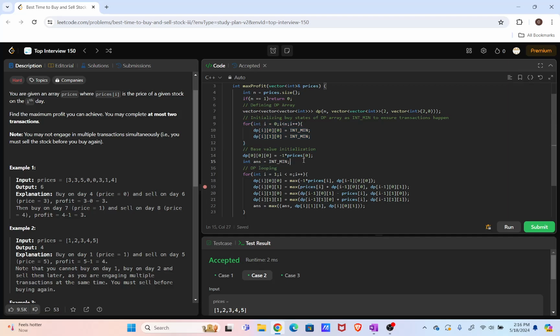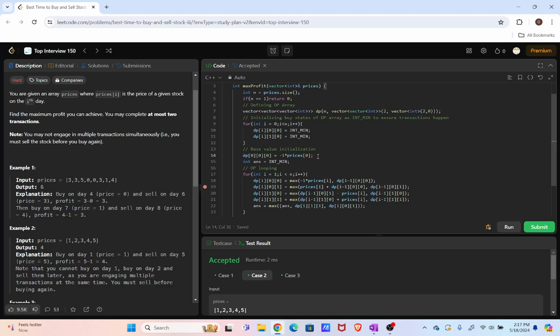And then I have done some base value initialization, like the initial answer I have defined as int min. Of course, we'll keep on updating that. It is a standard practice. And DP of 0, 0, 0, that is the first index. I am doing a buy for the first transaction. So that has to be negative of prices of 0, because if it is not, then it is int min, right? So it is by default the optimal choice.